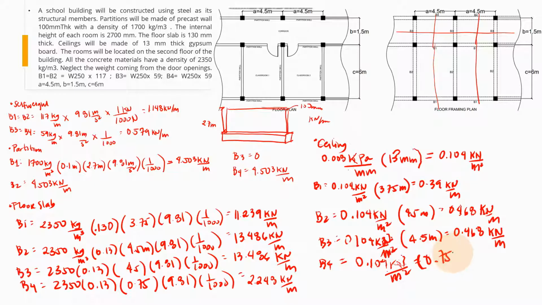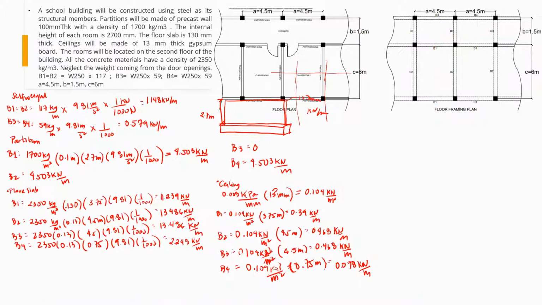Multiplied by 0.75 meters, it is equal to 0.078. So we have 0.078 kilonewton per meter. So ito na yung ating dead load coming from the ceiling. So na-compute na natin lahat ng dead load. Next is we will compute for the live load na nag-act sa ating classroom and on the corridor.